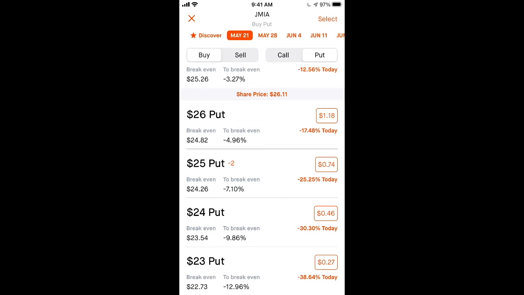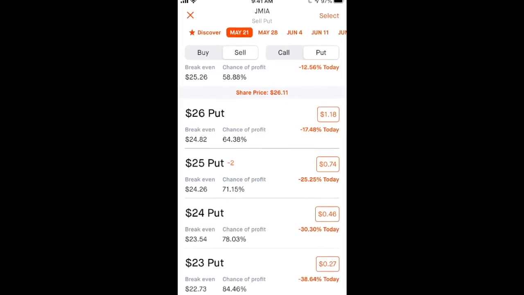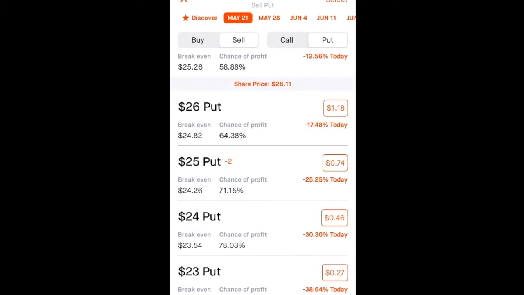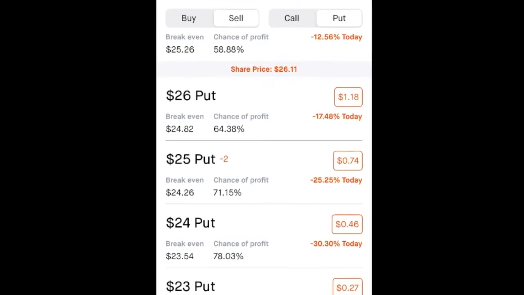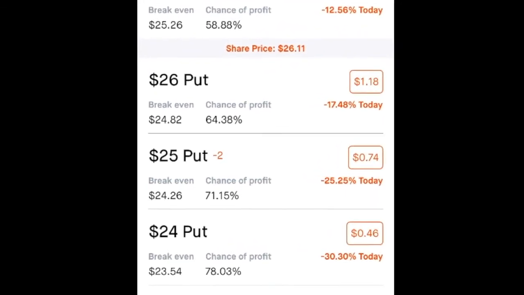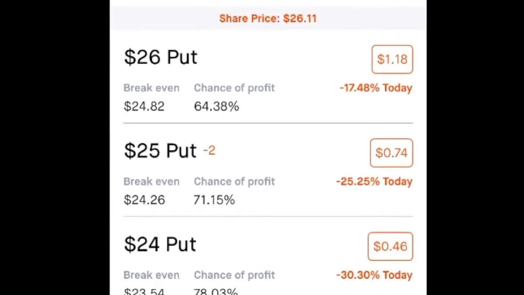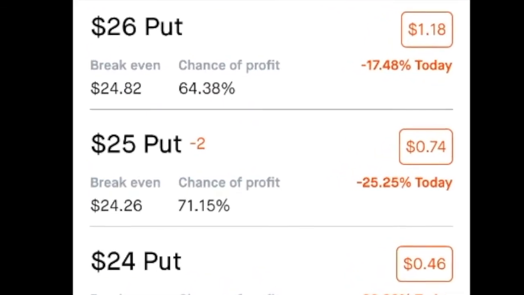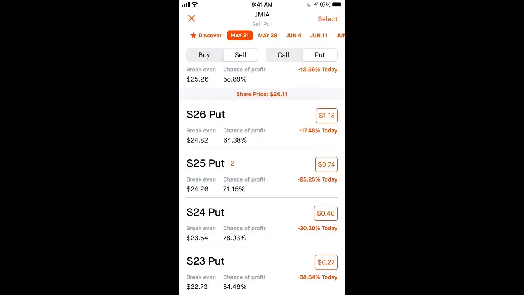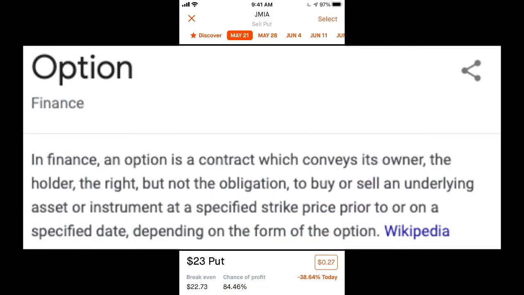The one that says 25 puts minus 2. I'm going to go to sell puts because that's what I'm currently doing. So 25 puts, the $25 one. Let's zoom in on that. The $25 puts essentially means that I'm willing to buy Jumia stock if the stock price drops to $25. I'm willing to buy the stock.